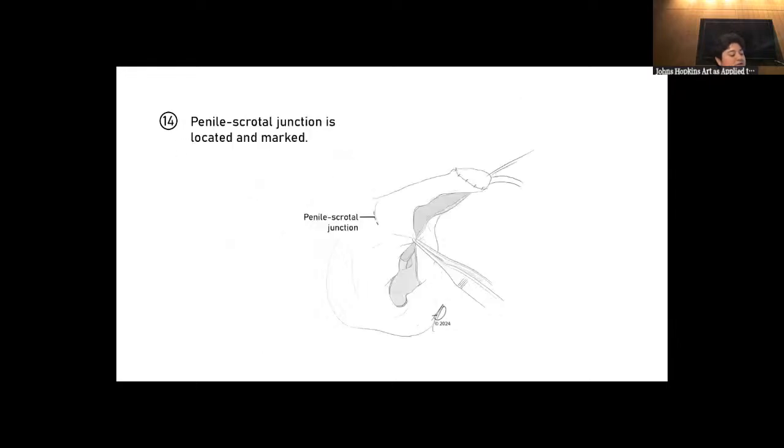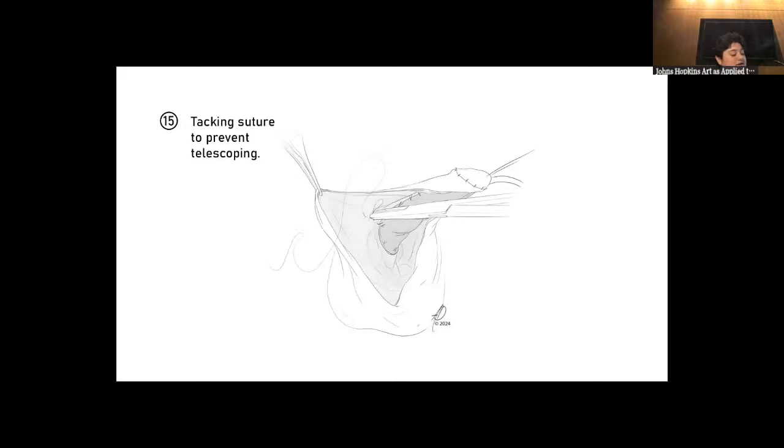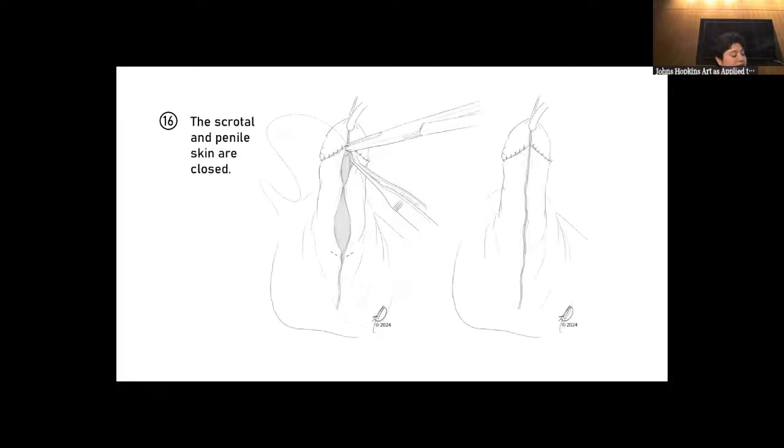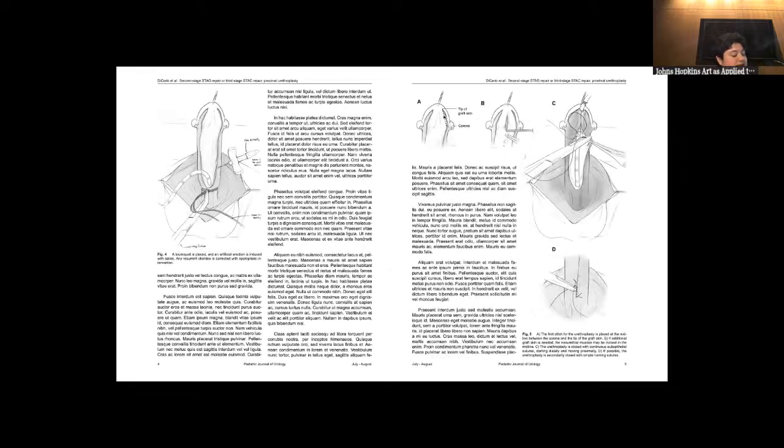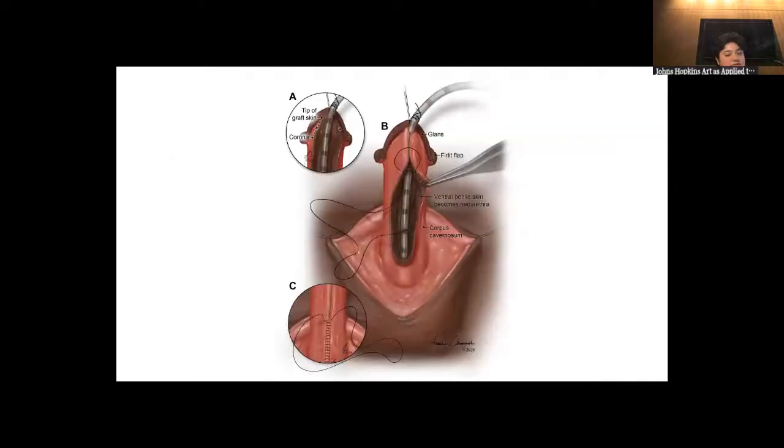The penoscrotal angle is identified and marked, and a subepithelial tacking suture is applied bilaterally at that junction to prevent telescoping or skin transposition. The scrotal and ventral penile skin are closed with subepithelial interrupted sutures, starting at the penoscrotal junction and moving outwards. These sketches were designed for a hypothetical journal layout, and I illustrated the creation of the neourethra in full color formatted for print. I now welcome any comments or questions.